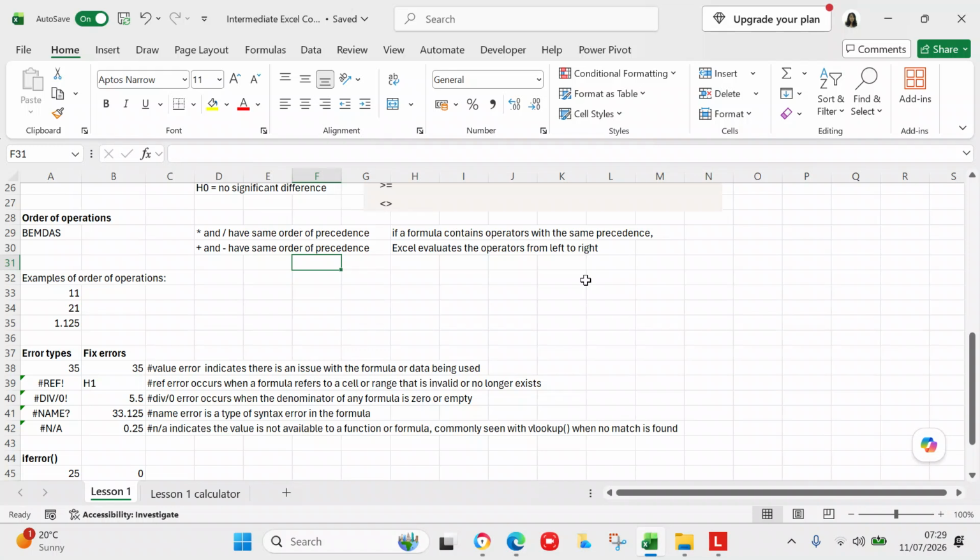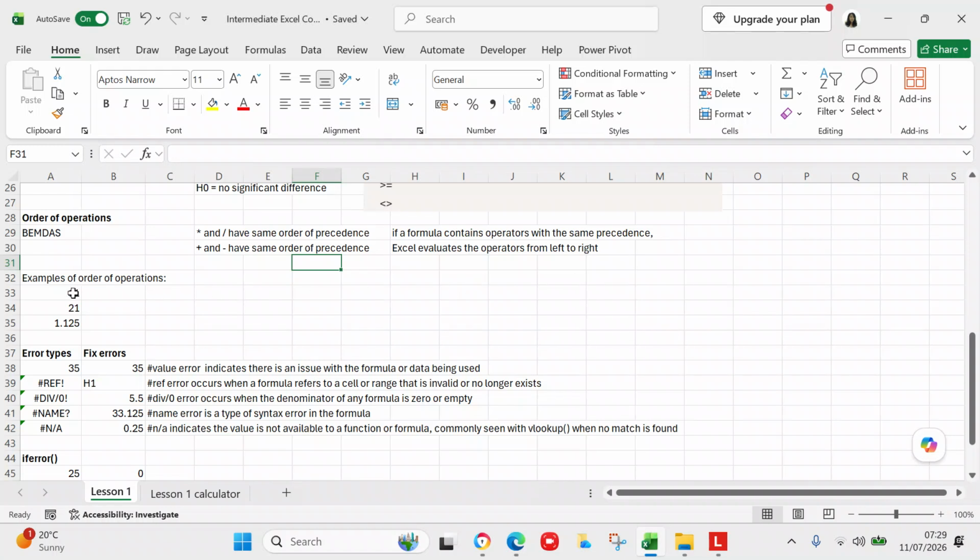So if you have a formula that has both multiplication and division in it, then you use the one from the left to the right first. And then if you have a formula that has addition and subtraction in it, then you go from left to right to make the computation.